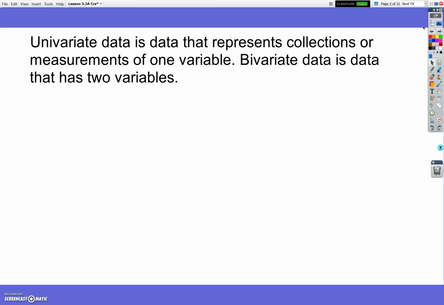So first what we need to learn is the difference between a univariate and a bivariate data set. So univariate data is data that represents collections or measurements of one variable. Think of a unicycle. This root word uni means one. Now bivariate data is data that has two variables. So bivariate means two. Bicycle has two wheels. So bivariate is two variables.